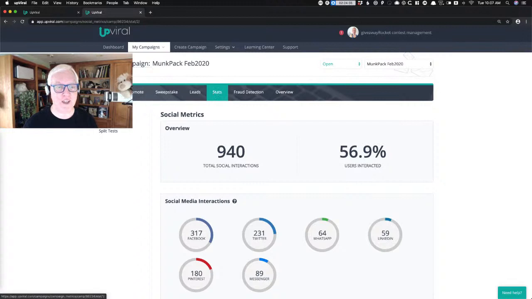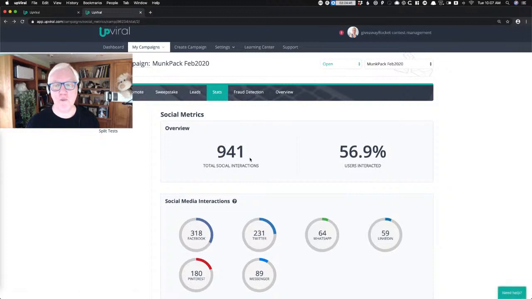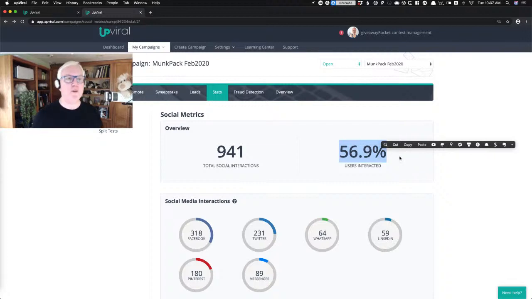I have to go back to this campaign metrics. Oh, I've got 1,600 leads. UpViral says I have 941 social interactions, or 56%. But those of you who don't know, this number is not an actual number of how many people really shared. If one person shares twice, they count as 2 people in this number.